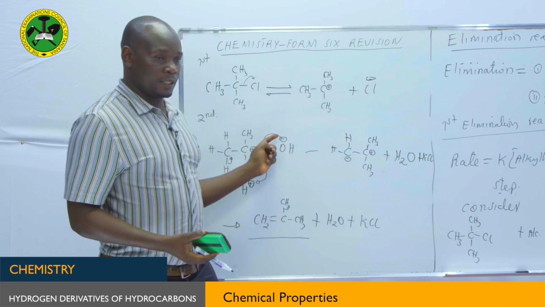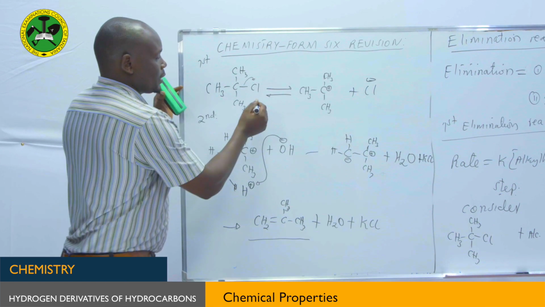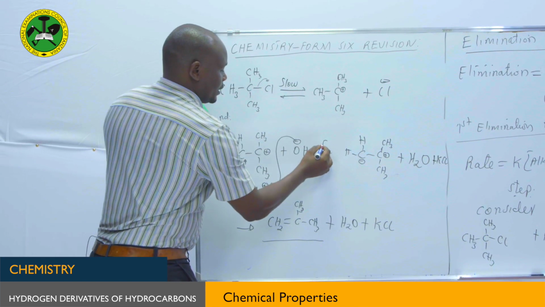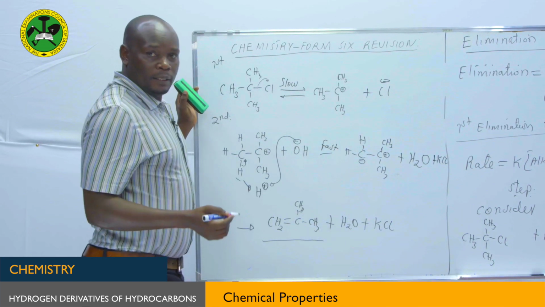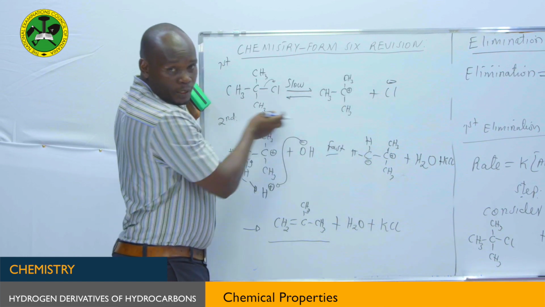And we call it a first order elimination reaction because during the transition state, this is the slowest step, but this is the first step. So the equation that determines the rate of reaction is this one, the slowest step.